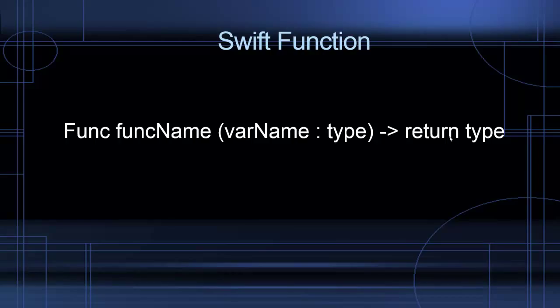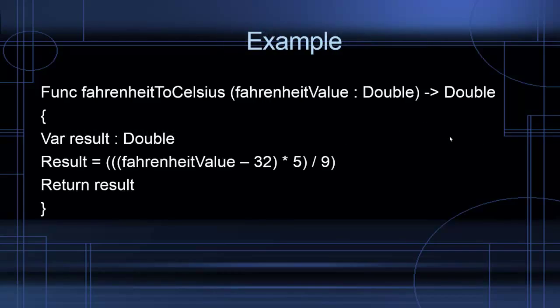And then once you have that title bar, you put your curly braces in, then you can put the actual math or whatever your function is going to do. So for example, here's func Fahrenheit to Celsius. I'm going to take the Fahrenheit value, and it's going to be a double, and it's going to return a double. So anytime somebody calls Fahrenheit to Celsius, it's going to return a double, and they're expecting you to give it a Fahrenheit value.